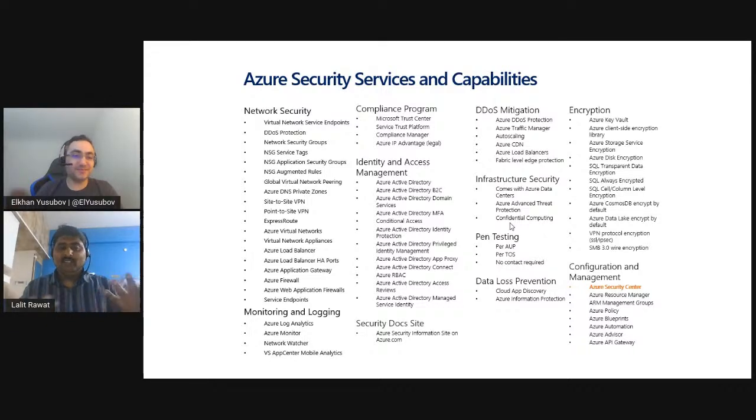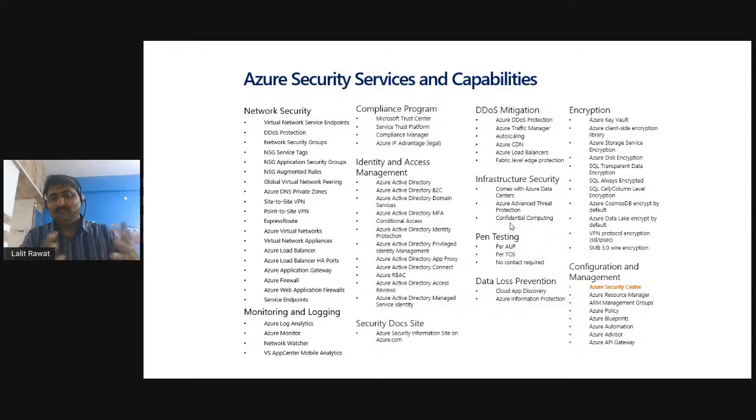Thank you. Yeah, I'll add to your point. Microsoft Defender, in the initial days, was Azure Security Center. So they rebranded it as Microsoft Defender. Thanks for adding that. So what are the key capabilities we'll discuss in that?